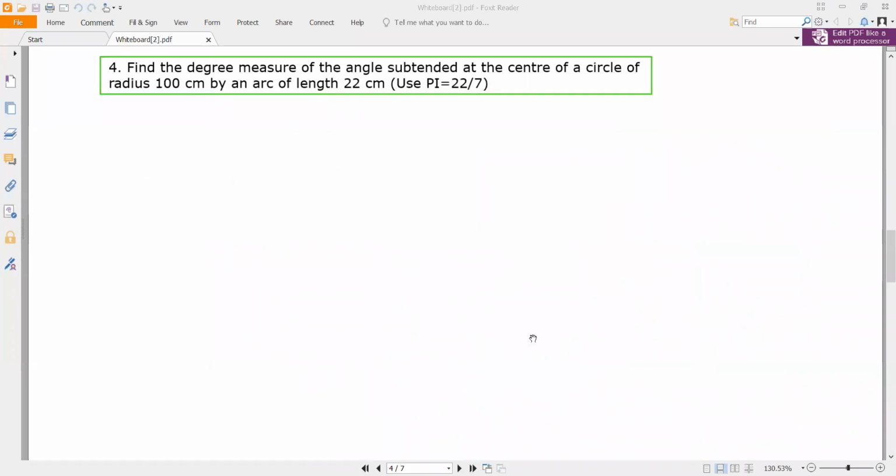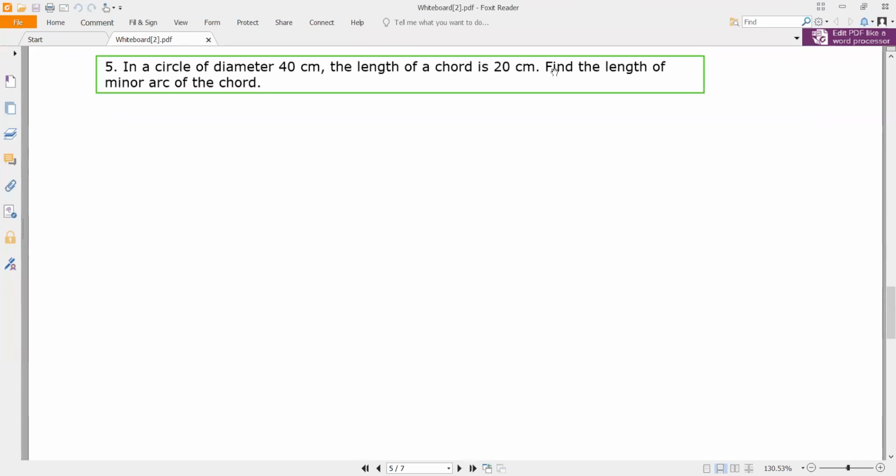Next. In a circle of diameter 40 centimeters, the length of the chord is 20 centimeters. Now, instead of the length of the arc, a chord length is given to you. A chord is any line segment joining any 2 points of the circle in its interior. Any 2 points on the circle can be joined by one and only one chord. A chord is always inside the circle. So let's draw a chord of the circle.